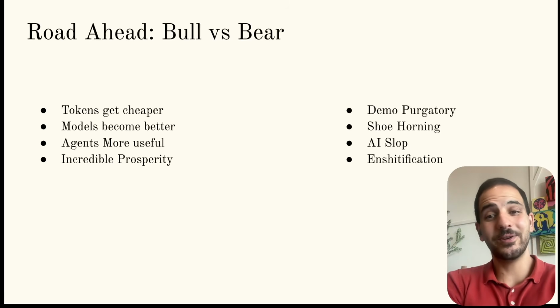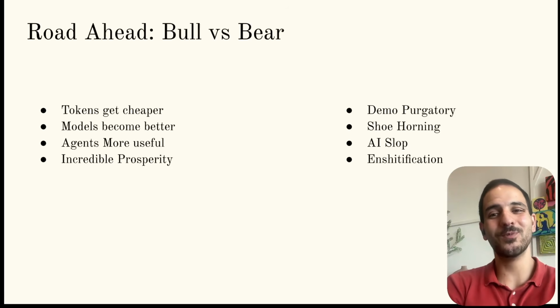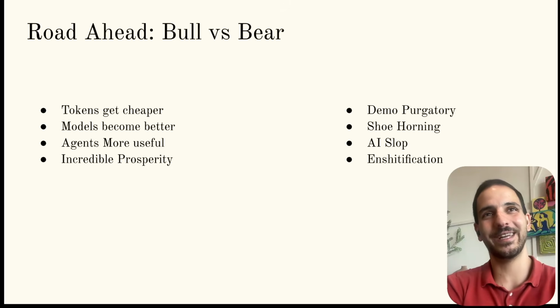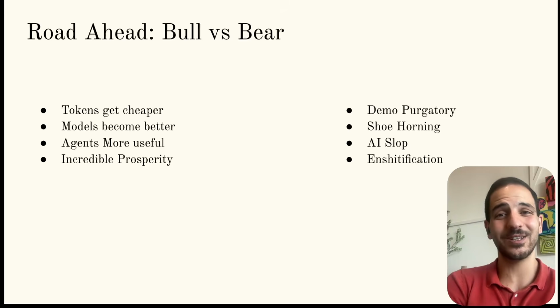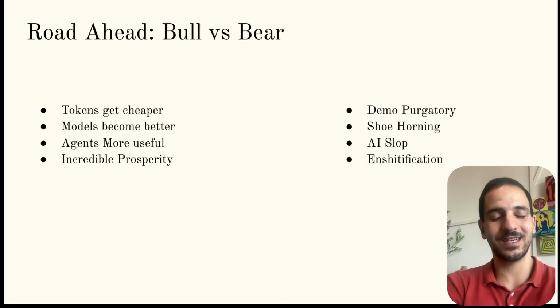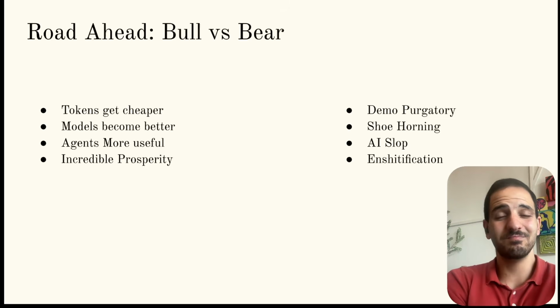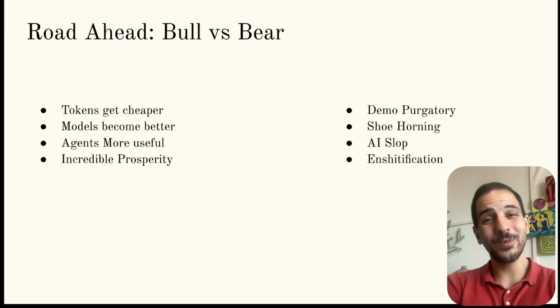So the bear case is that we're going to remain in demo purgatory and we're going to keep shoehorning contrived agents, and the internet is going to be filled with AI slop and enshittification is going to reign supreme. The bull case is that tokens are going to get cheaper, models are going to become better, agents are going to get way more useful, and we're going to access incredible prosperity. What is going to be? Who knows?